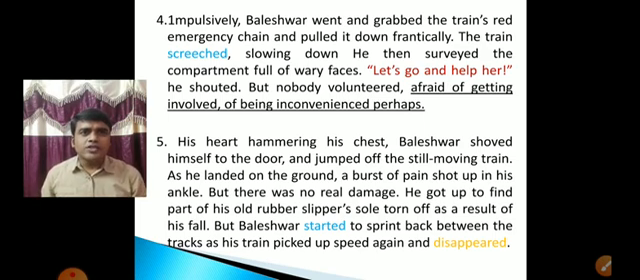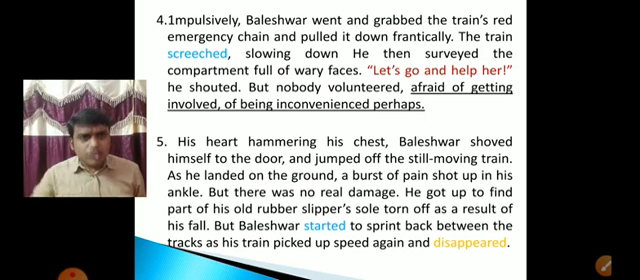He then surveyed the compartment full of weary faces. He looked around him in the compartment. He's inside the compartment now. He looked around at the other people, in the sense that he is expecting some people will come forward to help that lady. But when he surveyed the compartment, there were full of weary faces. Weary faces in the sense, the faces, the outlook of those people are not in the form of helping.